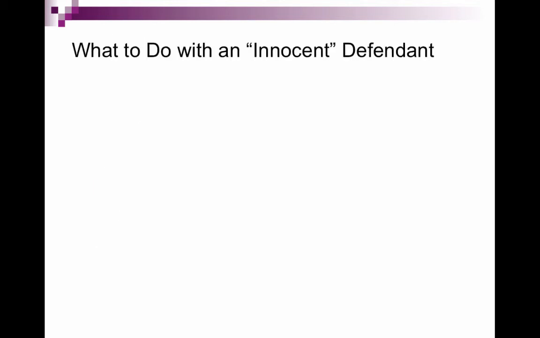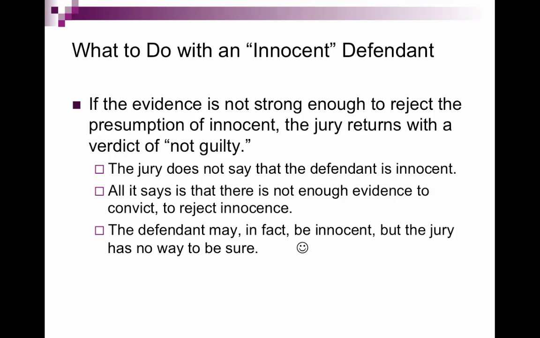So what do we do with an innocent defendant? If the evidence is not strong enough to reject the presumption of innocence, the jury returns with a verdict of not guilty. The jury does not say that the defendant is innocent. All it says is that there is not enough evidence to convict. So, in other words, to reject innocence. The defendant may, in fact, be innocent, but the jury has no way to be 100% sure of that. So all they can say is not guilty.